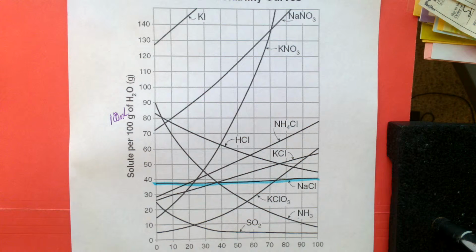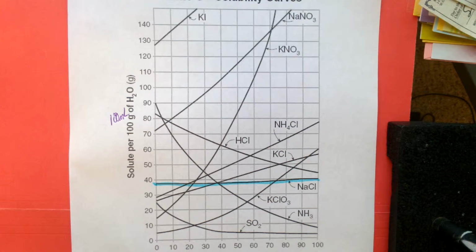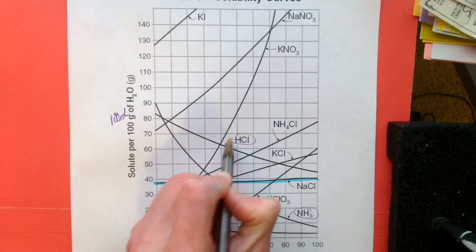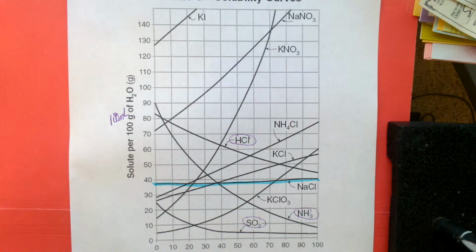Okay, those are gases. And remember on a previous discussion of solutions that with gases, as you increase the temperature, the solubility decreases. Okay, remember the idea of dissolved oxygen and keeping your aquarium fish alive. If the water gets too warm, the dissolved oxygen level decreases and your fish suffocate. Okay, so these with the negative slope, we see those are gases. So with an increase in temperature, we get a decrease in solubility.